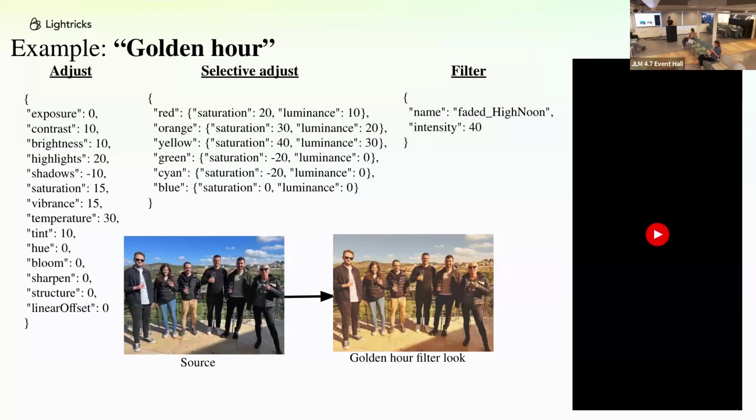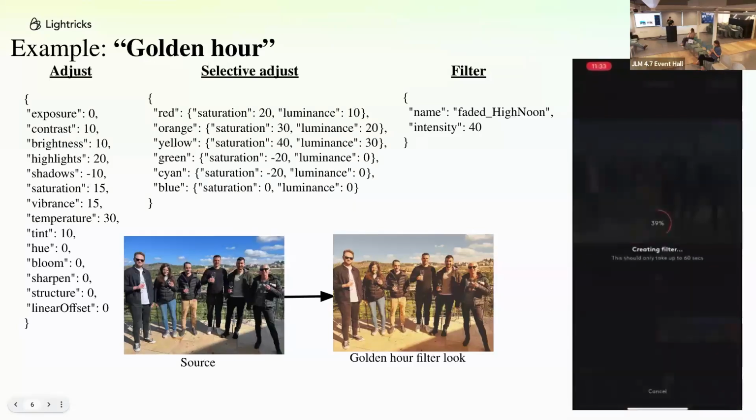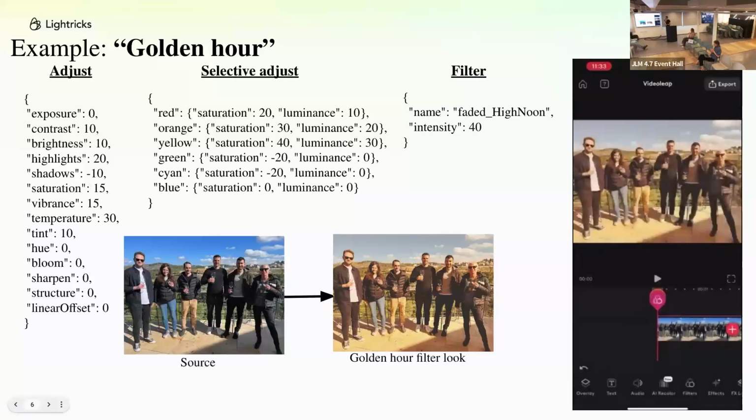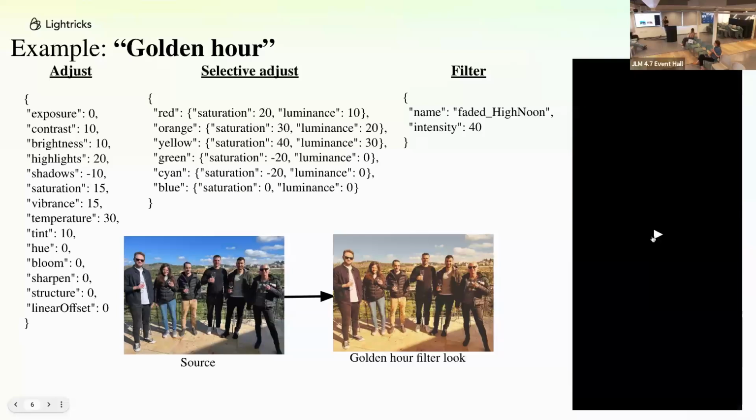Okay, so now I want to show you how the parameters of the tools are changed in the app when we call golden hour. So we can see here the list of filters, and it chooses the Faded Noon filter. We can see the Selective Adjust with saturation and luminance that change. And we can also see the parameters of the Adjust tool. So for example, saturation is a positive value of 15. So these are the adaptations for the golden hour request.